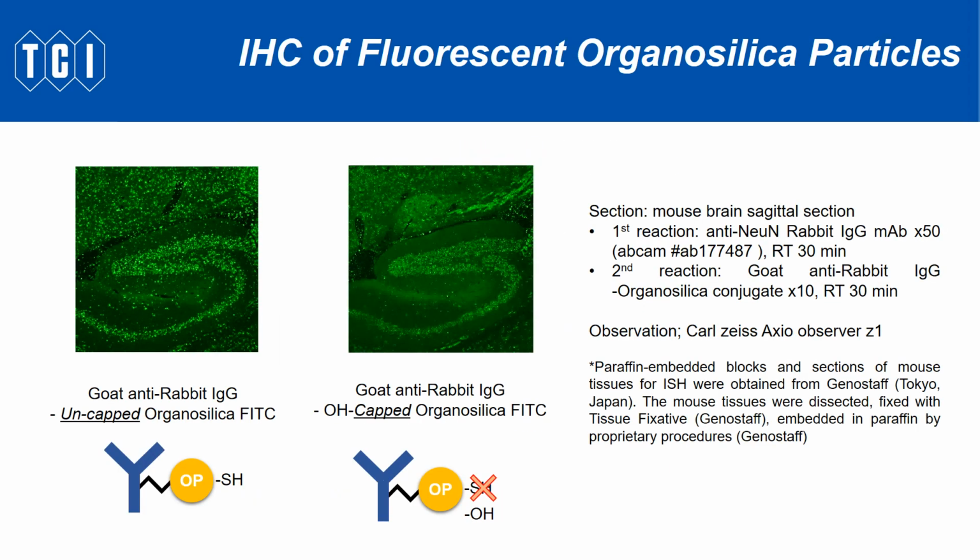This is immunohistochemistry of organosilica particles. In this method, paraffin-embedded blocks were used. Mouse brain sections were prepared. For the first antibody reaction, an anti-rabbit IgG monoclonal antibody was used. For the second antibody reaction, two kinds of antibodies were used: goat anti-rabbit IgG uncapped organosilica FITC conjugate or hydroxyl-capped organosilica FITC conjugate. According to these figures, the hydroxyl-capped organosilica FITC conjugate antibody is superior to the uncapped organosilica FITC conjugate antibody in signal to noise.